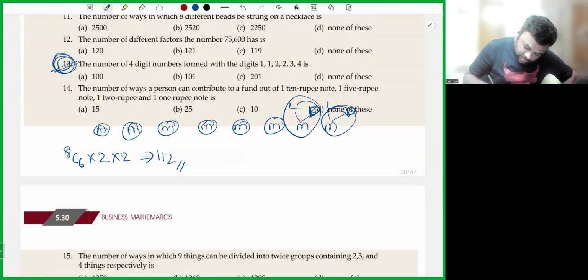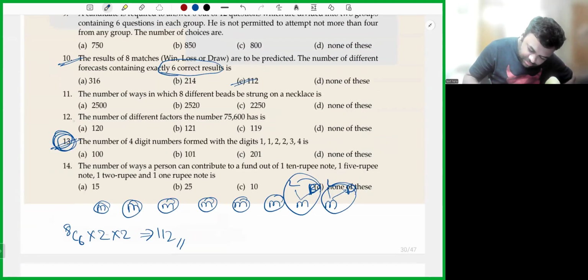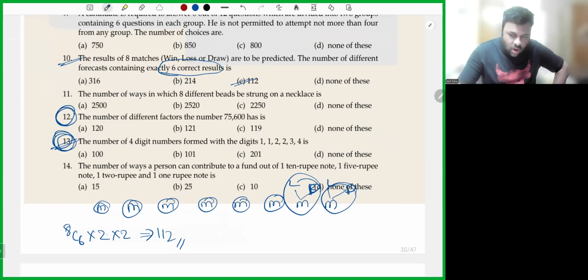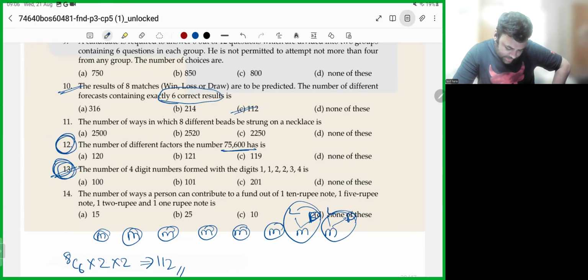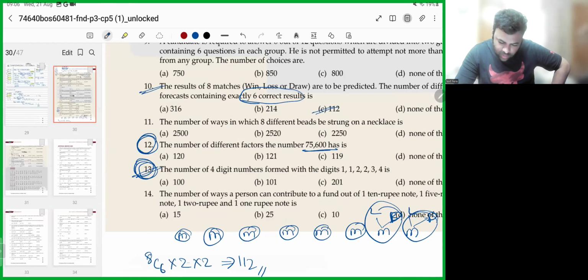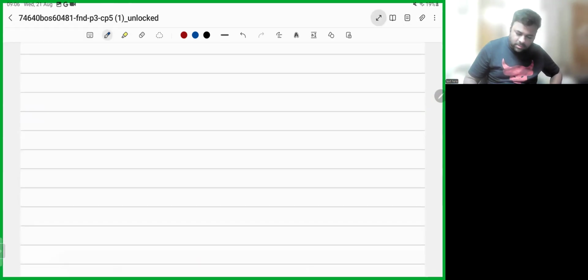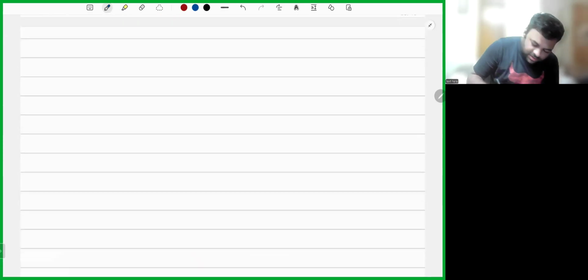Now see here question number 12. He is telling the number of different factors of the number 75,600. How many different factors are possible for 75,600? At one point we have left, right? That's the point I'm dealing with here. Now, how will you solve this? What you will do is first do prime factorization.